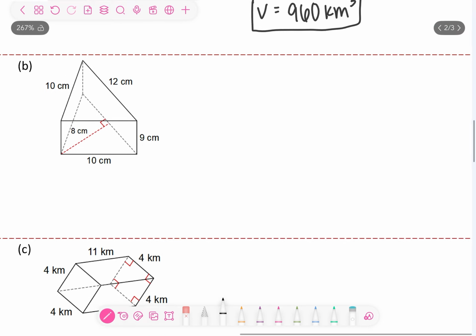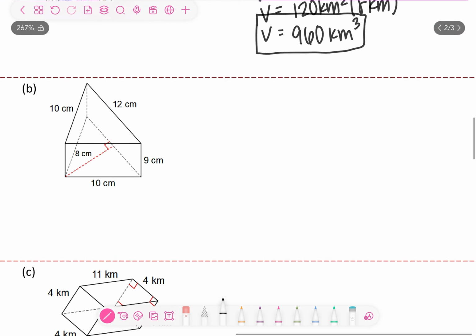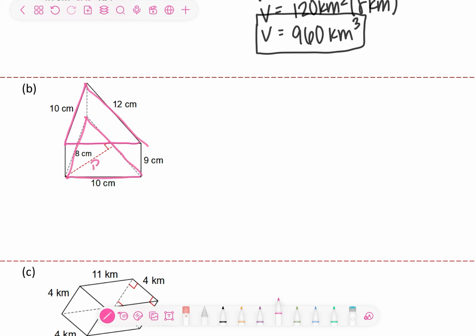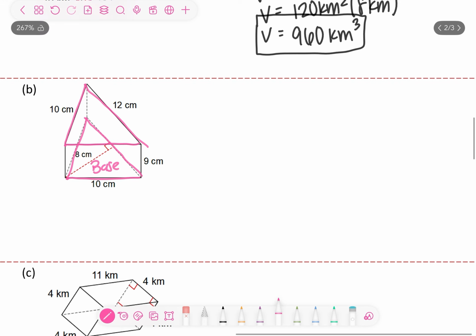So looking at this next one, B, once we look at it for a second, we can see that there's actually two triangular bases. Okay, so those are the bases. Let me go ahead and draw it separately over here. I'm going to try to draw it kind of like it looks right now, just so I don't confuse myself.